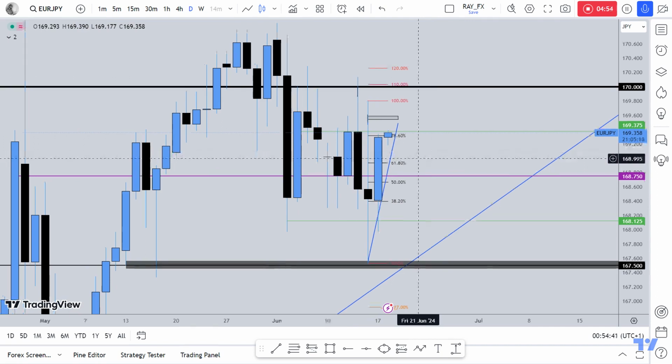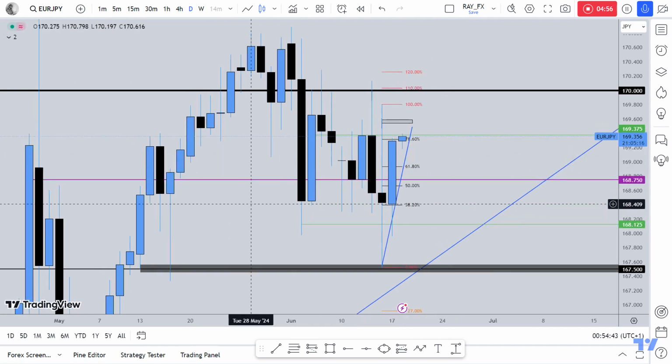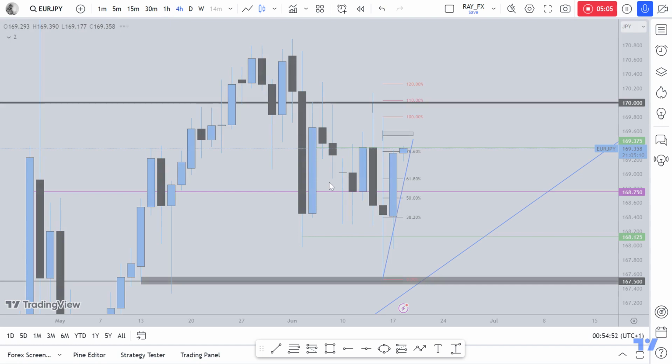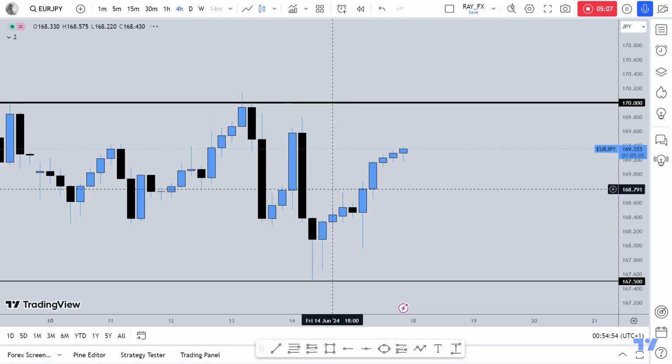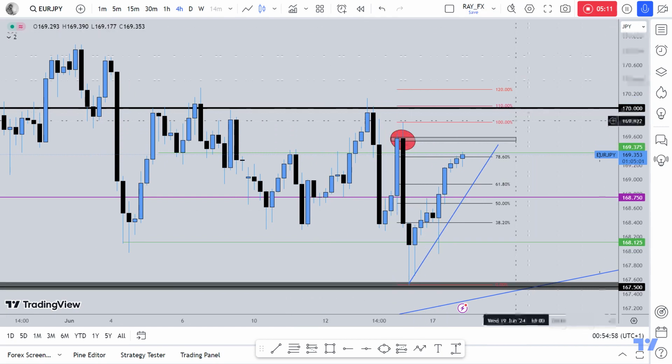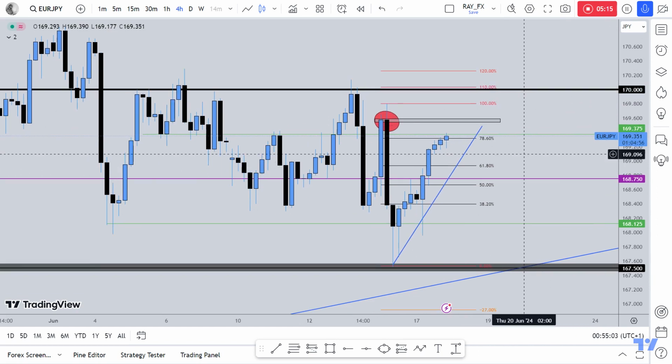So when the daily time frame is pushing, when the market is buying, you want to be a buyer, and when the market is selling, you want to be a seller. Right now the market is buying, and I'm looking to buy as well. So that's what I'm saying: if price breaks above 100% and makes a new higher low, I will buy.